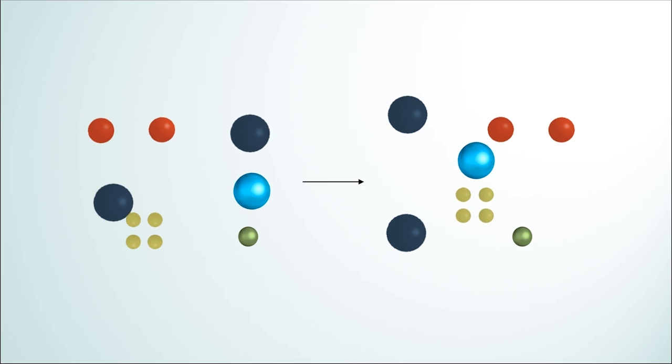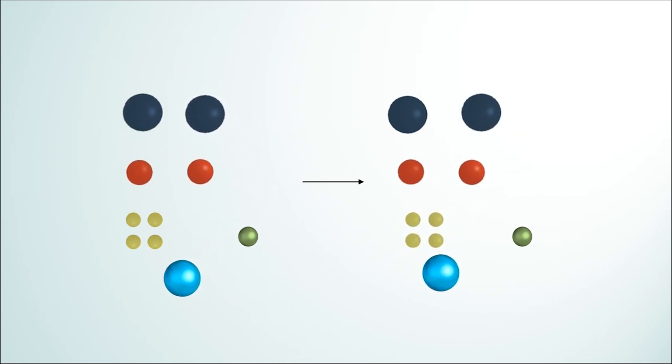We need to make sure that the number of each type of atom on the reactant side is the same as the number of that type of atom on the product side. It's like a seesaw. We have to have an even amount or it won't be balanced. So if you have a chemical equation with 5 carbon atoms on the reactant side, then you need to make sure you have 5 carbon atoms on the product side. And there's an easy way to make sure you are able to do this.